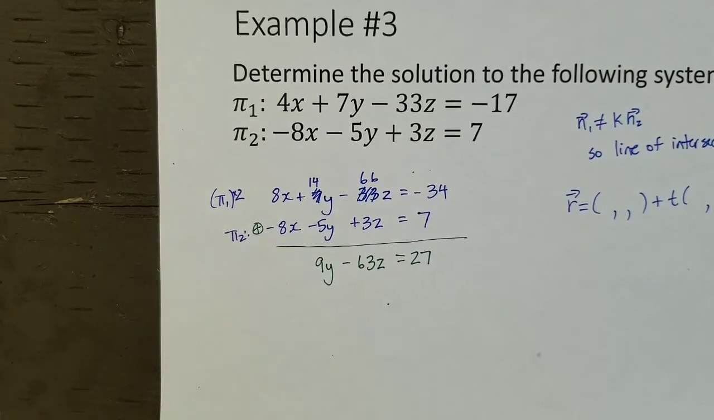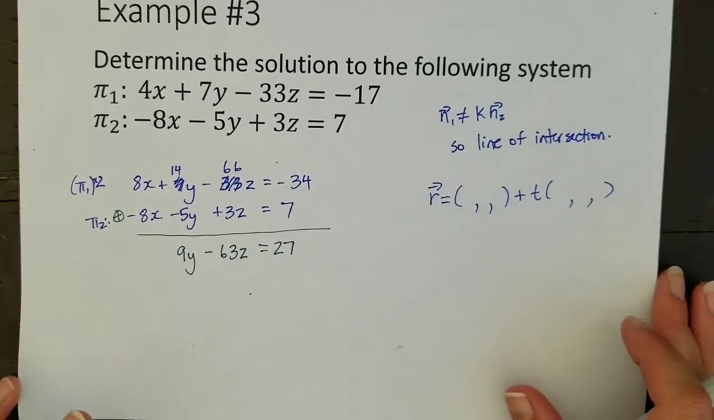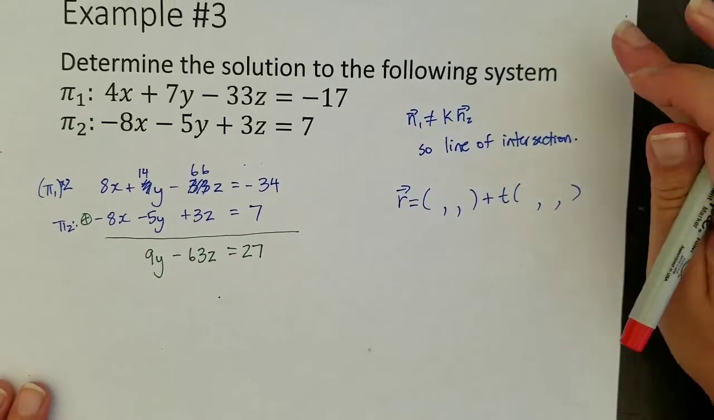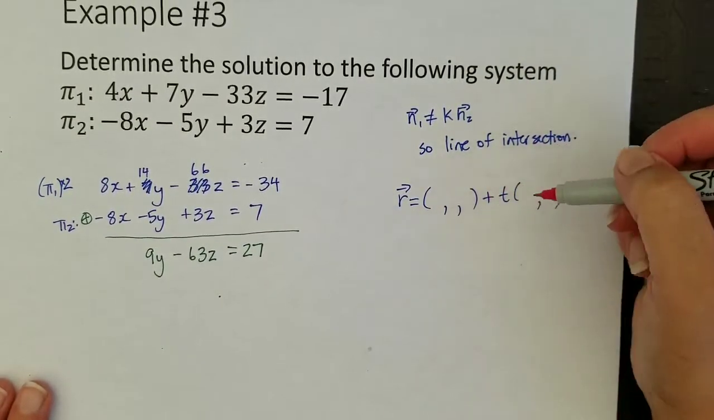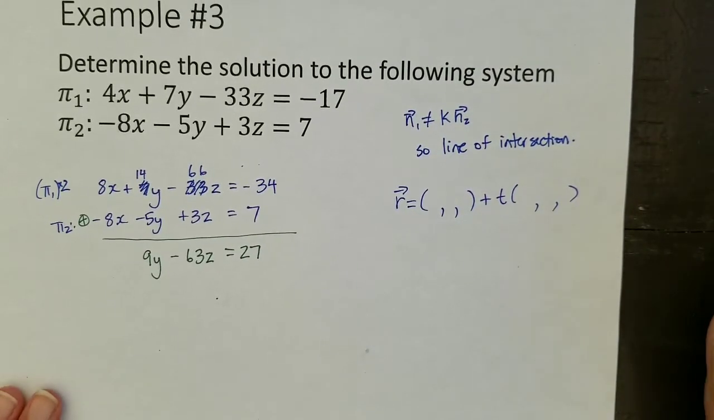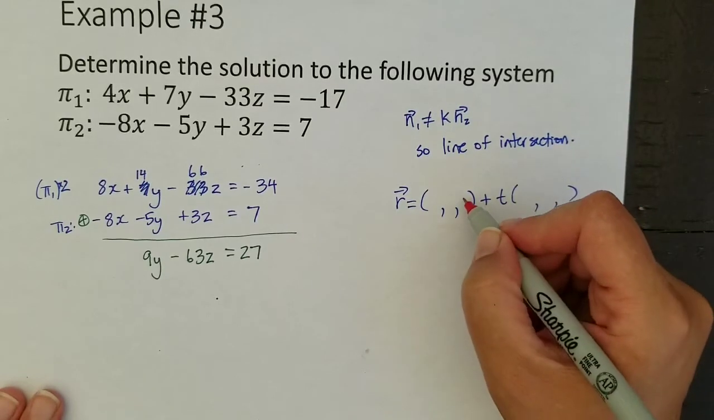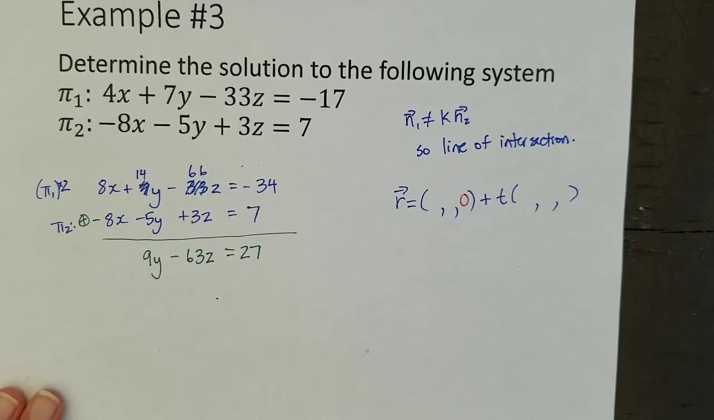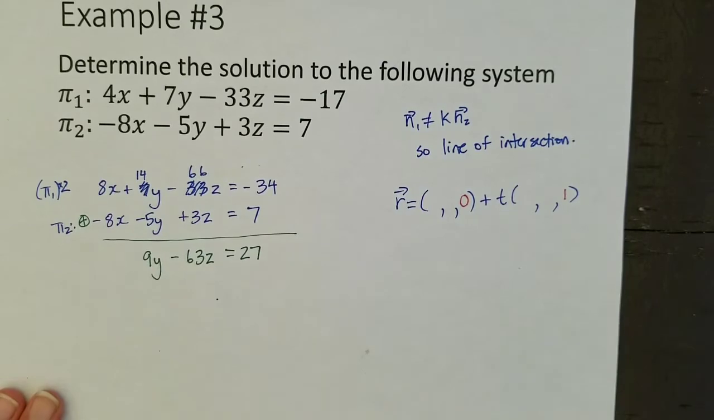What we need to do is solve for x and y in terms of some parameter of z. And I'm going to suggest that we take a look over here and arbitrarily pick some of these pieces of the position vector and the direction vector to make our job the easiest. What I'm going to recommend is that the position vector has a 0 in the z component and the direction vector has a 1 in the z component.